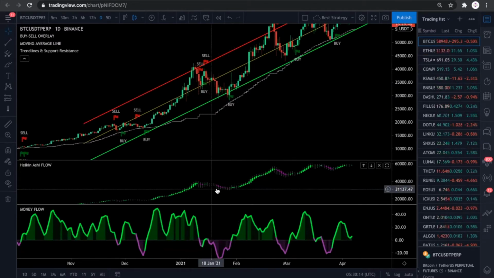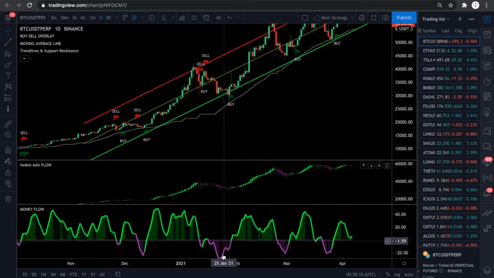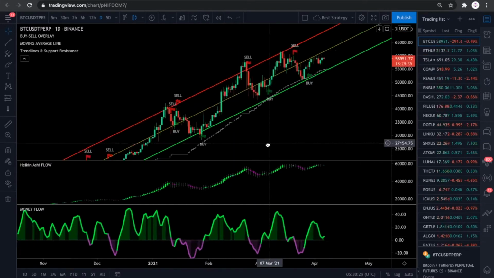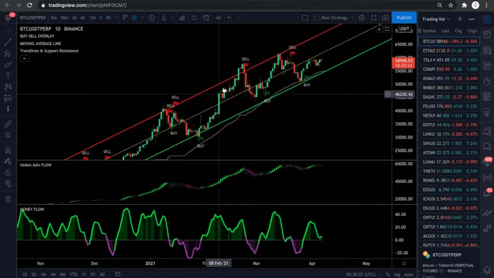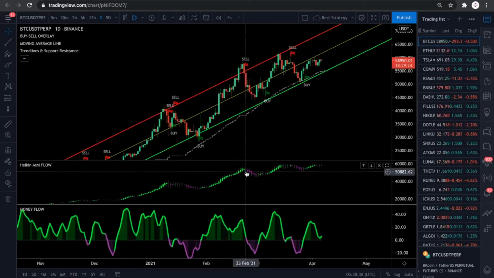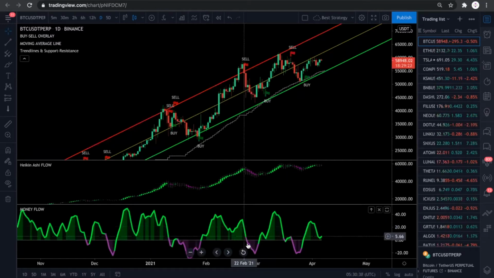Now we're just waiting. It's purple, purple, purple, purple, purple. Money flow starts coming back up. Heiken Ashi turns green. Buy signal, and we continue back up. Let's go here. Move above, consolidate a bit, and hit the resistance line. We get the sell signal. Heiken Ashi turns purple. Money flow starts coming down.